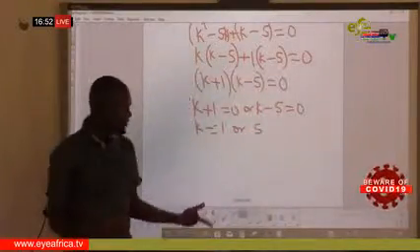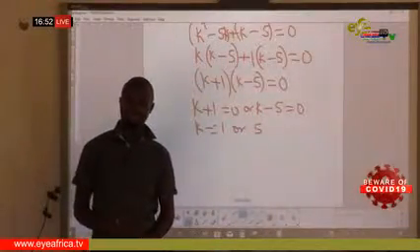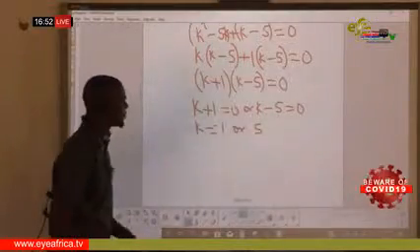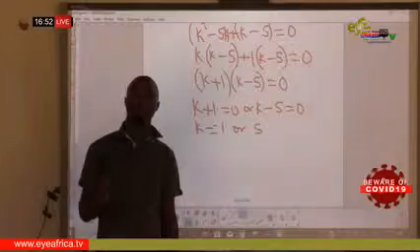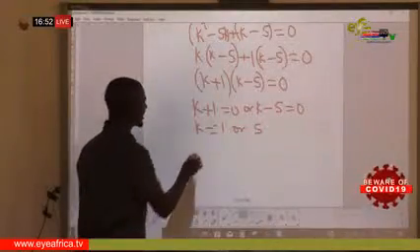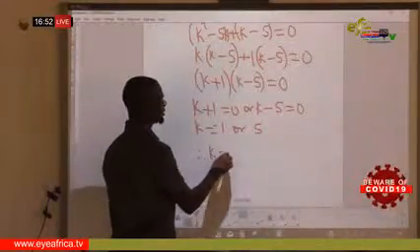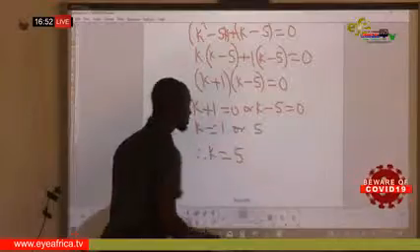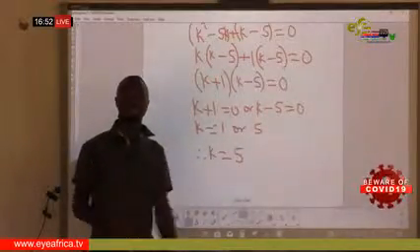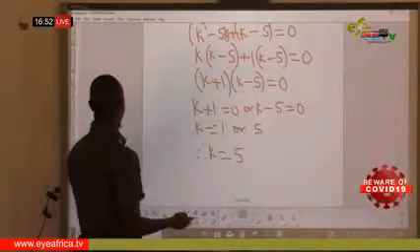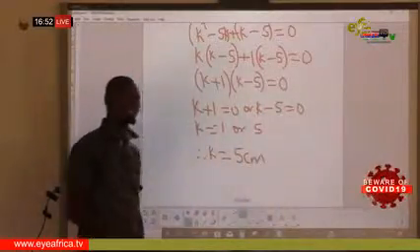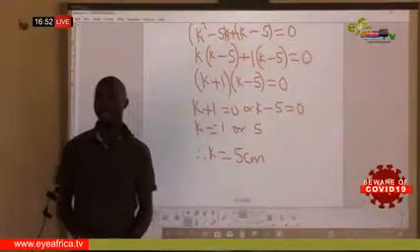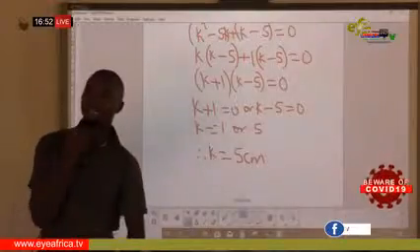Now, what are we looking for? A distance. So since we are looking for a distance, we cannot get the negative value. So the accurate value is 5. Therefore our k is equals to 5 because we are looking for a distance. This is about a triangle. So what is the unit of the distance? It is centimeter. So we have 5 centimeter as the value of our k.